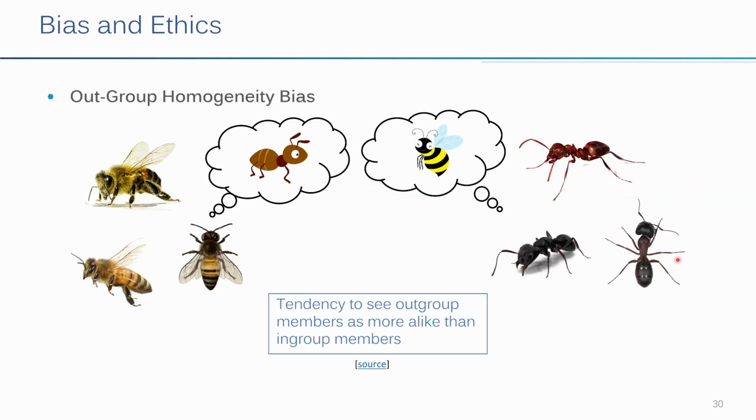And out-group homogeneity bias, just to show how we have a tendency to see out-group members as more alike than in-group members. In this case right here, we see that we certainly have a bunch of different types of ants and bees, but each of them sees the other as just one simple group, let's say.